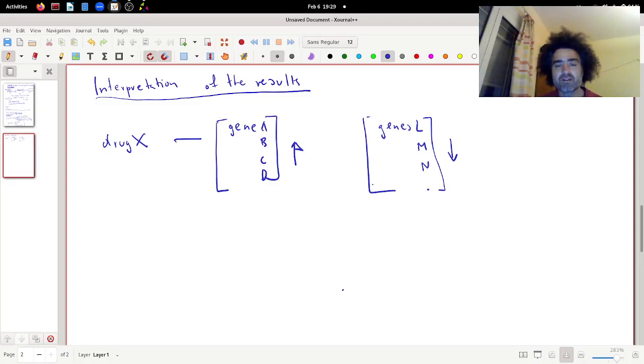What does it mean for our ability to affect the expression levels of these genes? Or what does it mean for the well-being of the person that these genes are upregulated and these genes are downregulated? Perhaps drug X will have a side effect because these genes are downregulated or because these genes are upregulated. And all this is the interpretation of the results. And in order to do that, you need to have some biological knowledge.